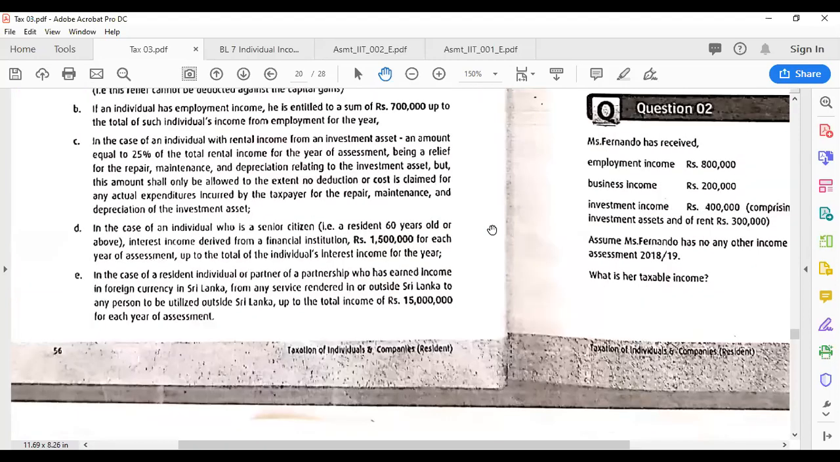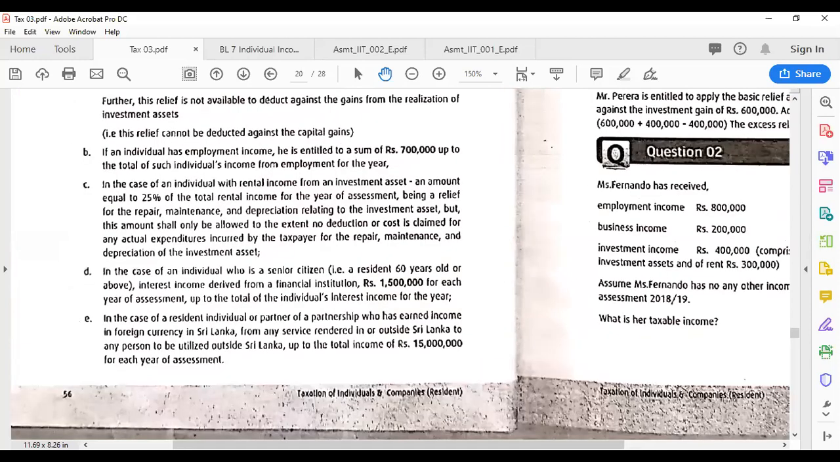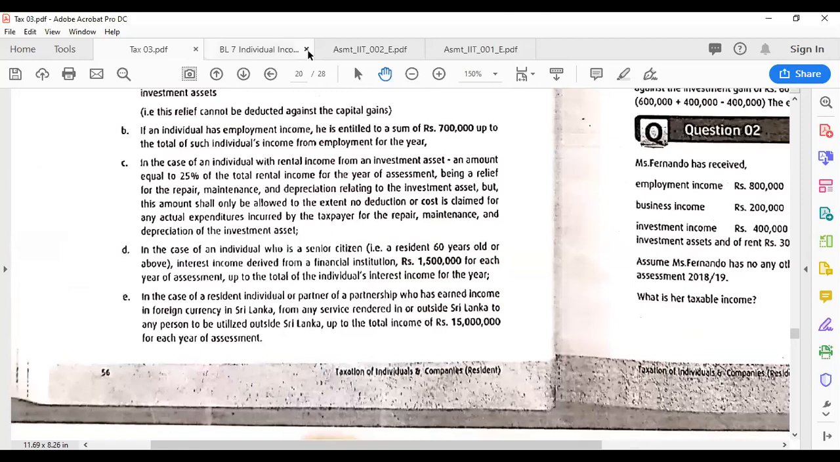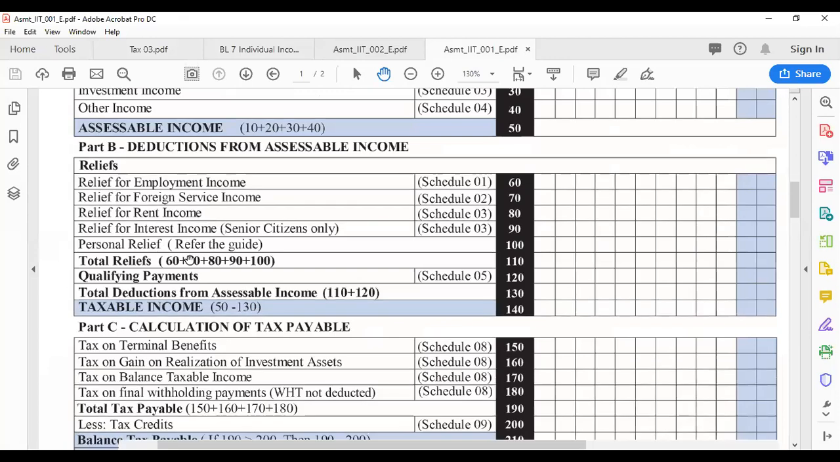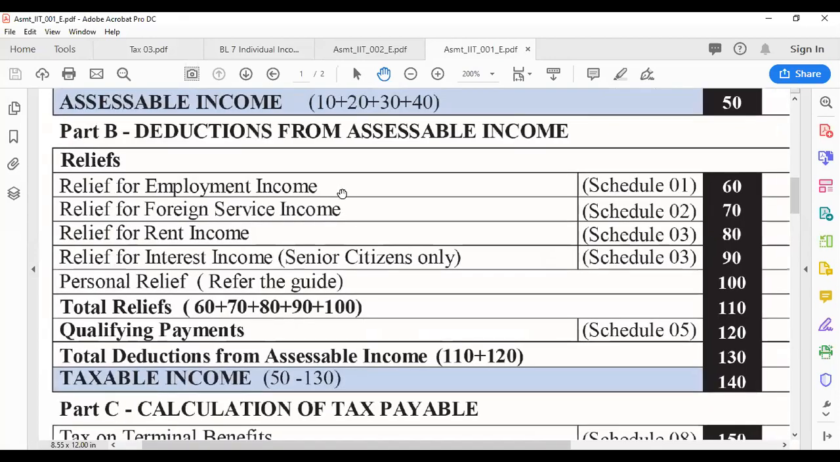Right. So there are five different reliefs under deductions, Part B. Relief for employment income is equal to 700,000. Relief for foreign service income is 15 million. Relief for rent income equal 25% of total rental income. Relief for interest income for senior citizens 1.5 million. Personal relief equal 500,000. Right. So these are coming under the relief.